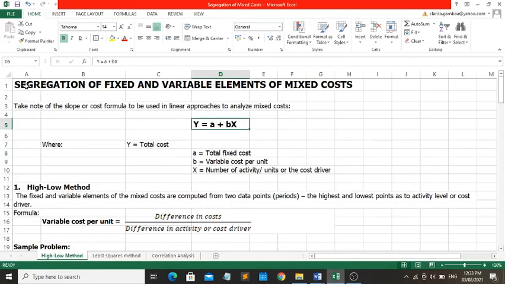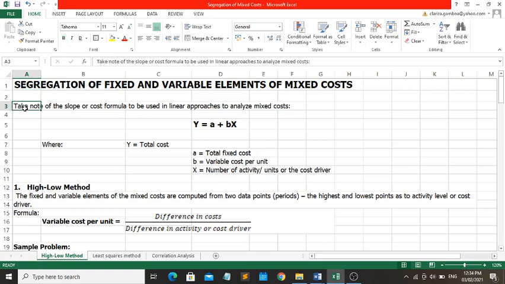Okay, so apply natin yung theories kanina about segregation of fixed and variable elements of mixed cost. So, by this time, i-apply na natin yung ways on how to separate the fixed and variable components ng ating mixed cost. Kasi, di ba, kailangan natin paghiwalayin yung variable at fixed cost para sa paggawa ng ating income statement, lalo na kung ito ay contribution margin approach.